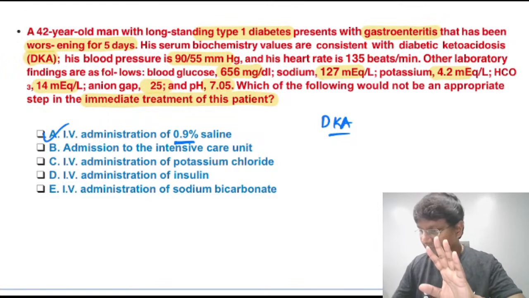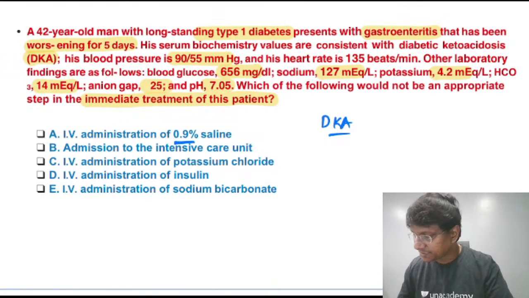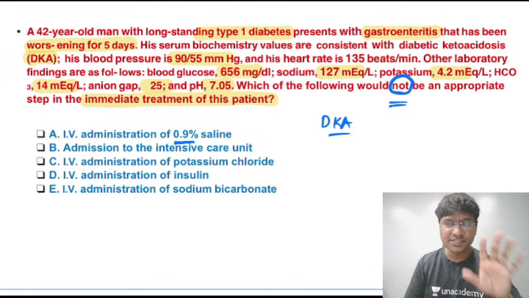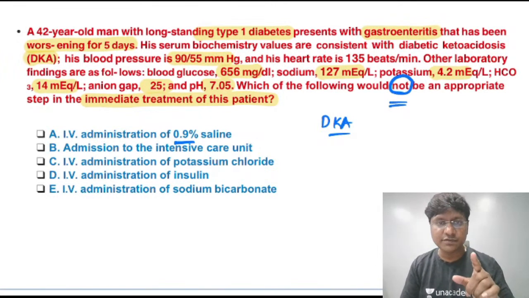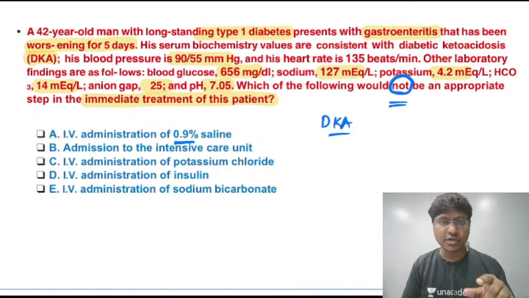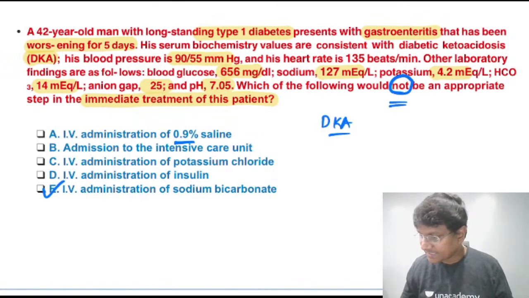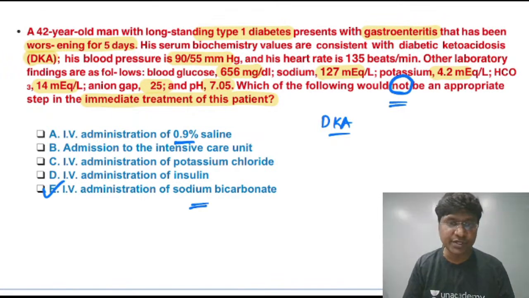Sorry, I'm very sorry. The question asked is, which of the following would not be the appropriate step in the immediate treatment of this patient? So the correct answer here is the IV administration of sodium bicarbonate. That is not an immediate treatment step for this patient of diabetic ketoacidosis.